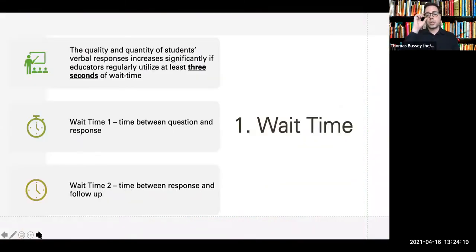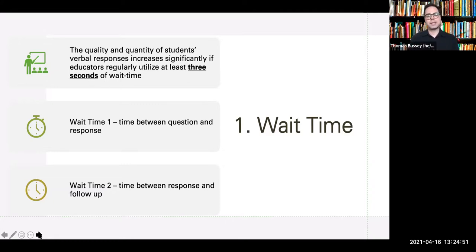So the first strategy is to do nothing. The first strategy is to wait. Wait time is a really critical strategy that instructors should be using on a regular basis. And there's really two different kinds of wait time. What's referred to as wait time 1 is the time in between when you ask a question and then the first student responds. And it's suggested that you actually wait at least 3 seconds before interjecting.